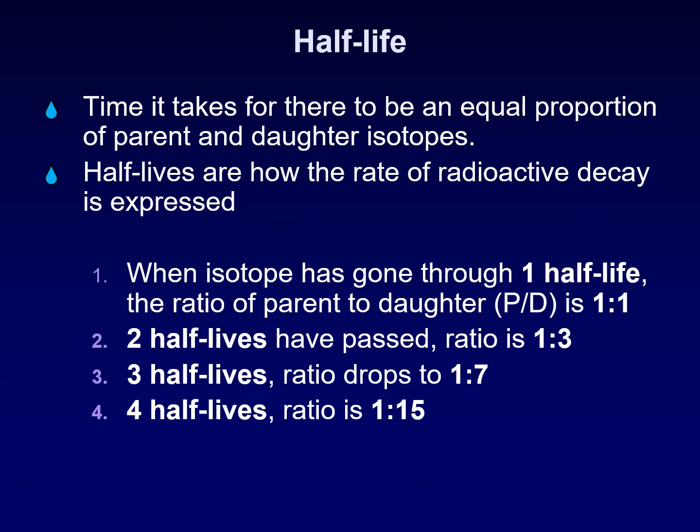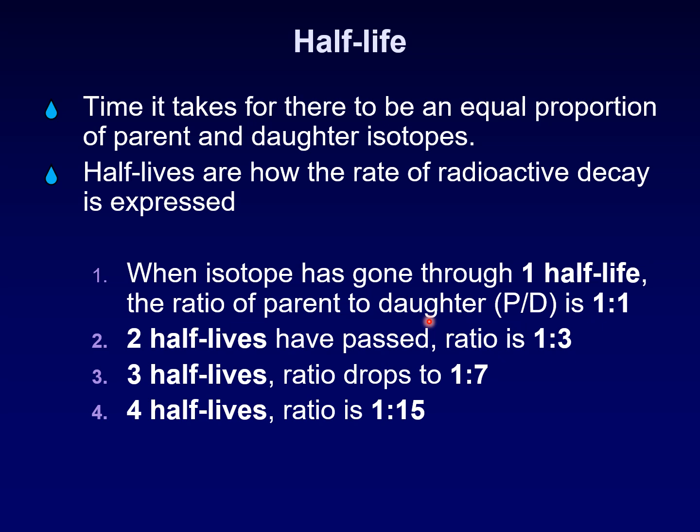And this is where I'd like to introduce a term you've probably heard before, but I'm going to go into some depth about it, and this is called a half-life. A half-life, put very simply, is the time it takes for there to be an equal portion of parent and daughter isotopes, okay? Half-lives are how the rate of radioactive decay is expressed. And the way it works is like this. When an isotope has gone through one half-life, that means half of the parent has decayed to daughter.